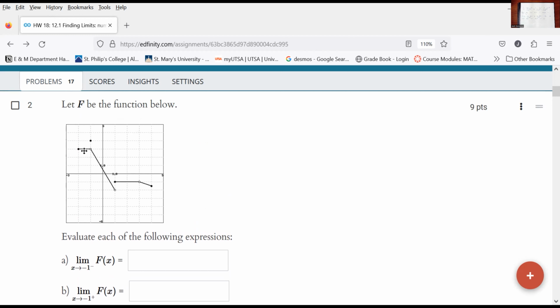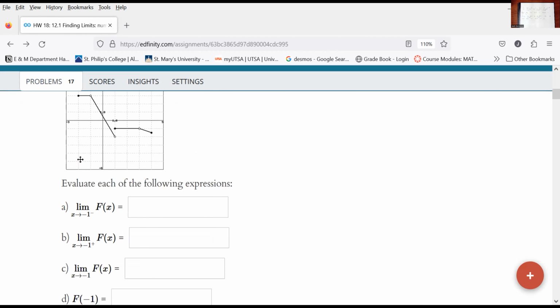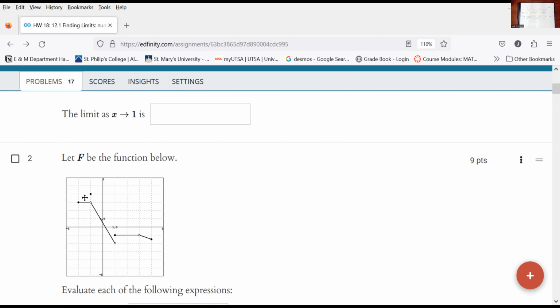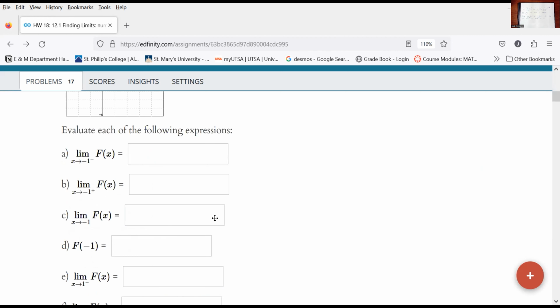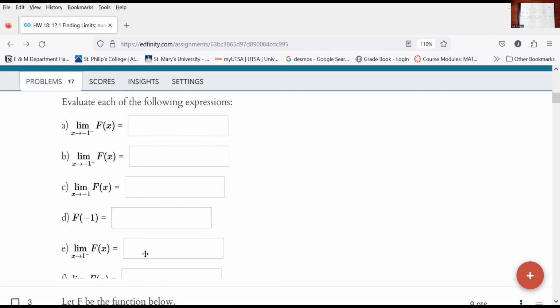There's a hole there, right? So you cannot do f of -1 because it's not defined there. Is it defined elsewhere? There's a dot, right? So you would plug in that value. So f of -1 is actually 4. But the limit is 3. Plug in this stuff accordingly, you'll be good.